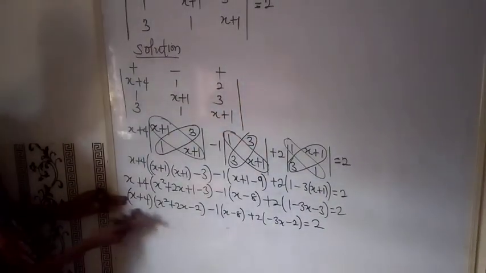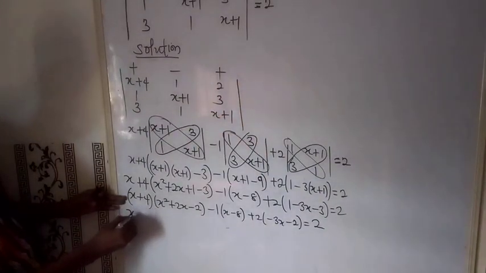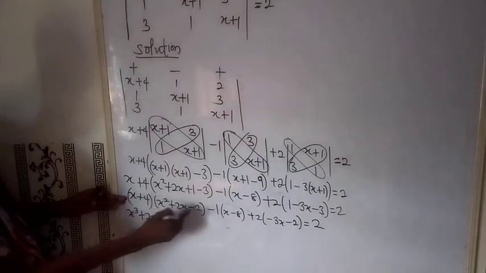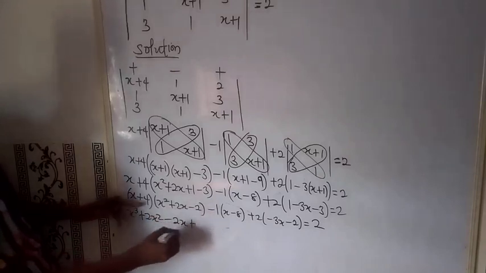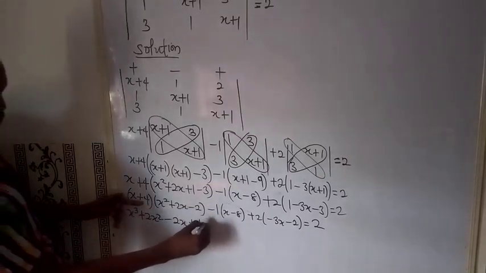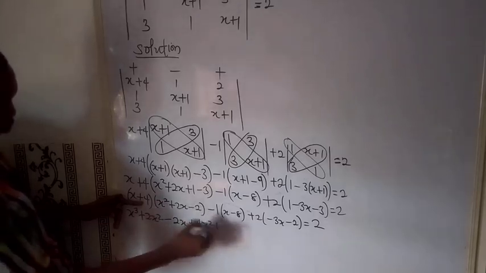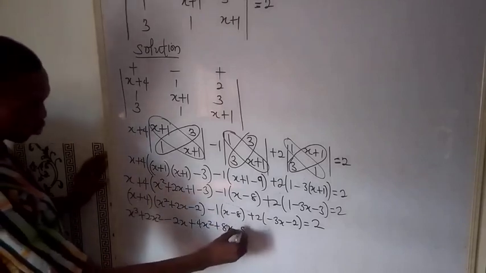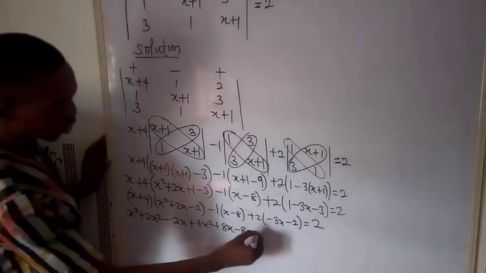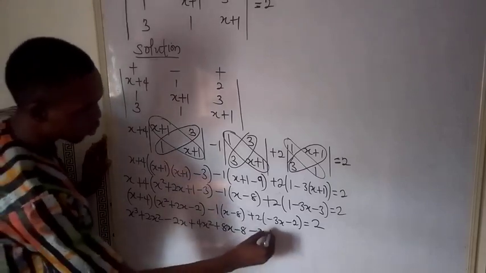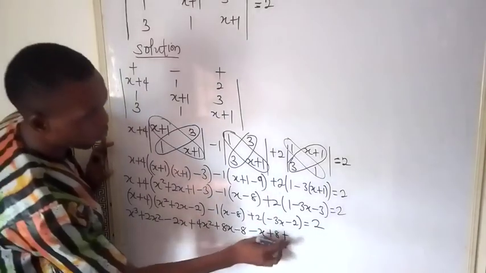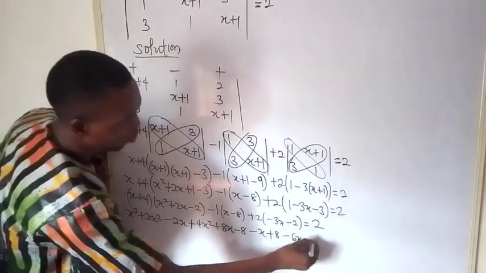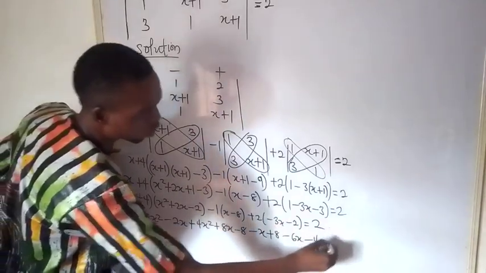Then for this one, you remove the bracket. So you have x times x squared, x cubed, x times 2x, 2x squared, x times 2, 2x, plus 4 times x squared, 4x squared, plus 4 times 2x, 8x, minus 4 times 2, 8, minus 1 times x, minus x, minus 1 times minus 8, plus 8, minus 2 times 3x, 6x, plus minus 2 times 2, 4, equals 2.